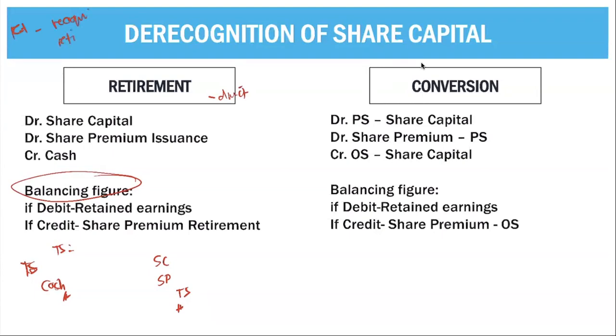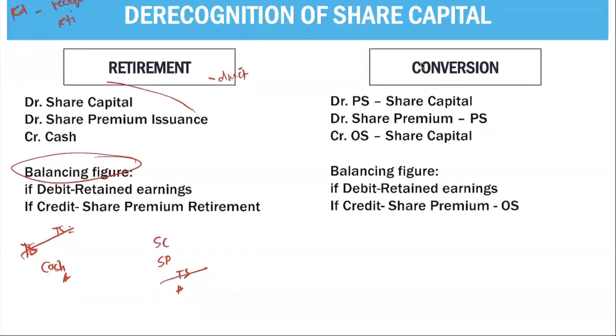This one, direct. So since direct, hindi na yan papasok sa TS. Wala ng TS. Kaya magiging entry mo na lang, debit share capital, debit share premium issuance, you credit cash. Your balancing figure is a debit to retained earnings if kulang yung debit, if kulang yung credit, share premium, retirement. Alam niyo naman na itong balancing figure. Na-discuss naman na yan natin kanina.